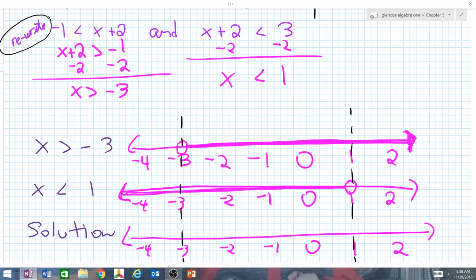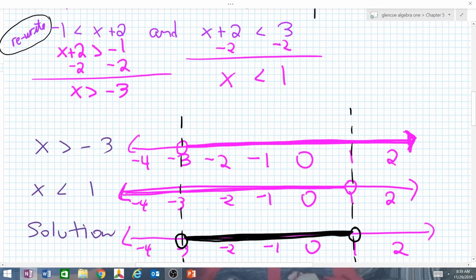Okay, so I think this is pretty evident what we're going to do. What kind of a circle, guys, are we putting on -3? What kind of a circle are we putting on +1? And then what are we going to shade? Everything in between. And that really does look like a barbell, if you were lifting weights.